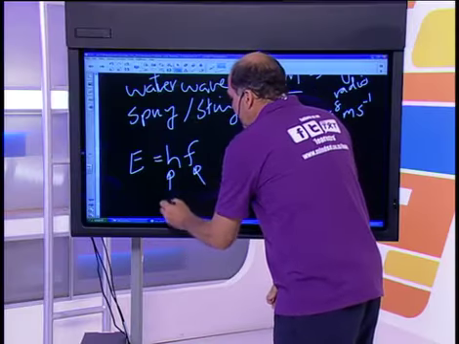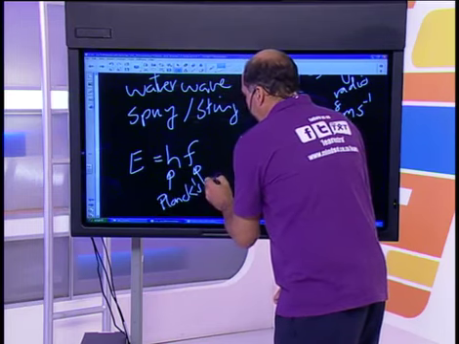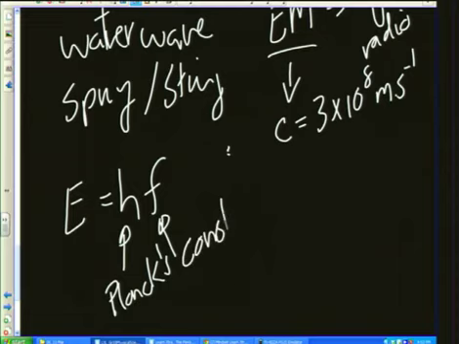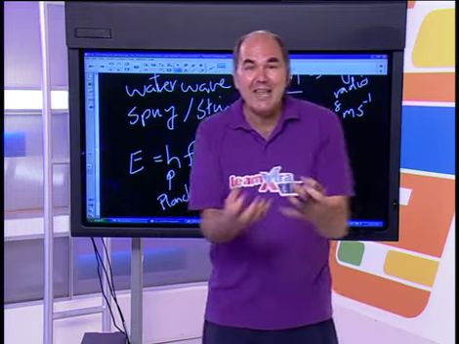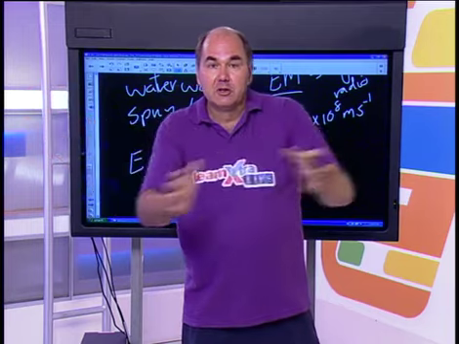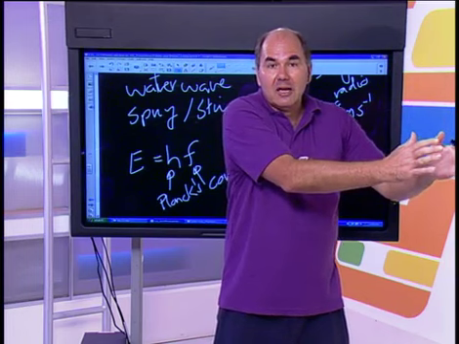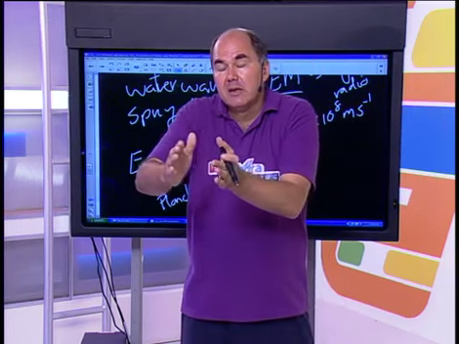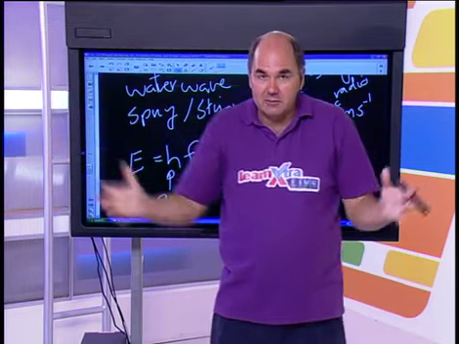H here is known as Planck's constant, and you'd have to look that up on the data sheet, but it's just basically a number. Can't remember it off the top of my head. And you use this formula to calculate the energy of different frequencies of that electromagnetic spectrum. So starting with radio waves, they have the lowest energy. As you increase the frequency, the energy increases until you get to X-rays, which have the highest frequency.